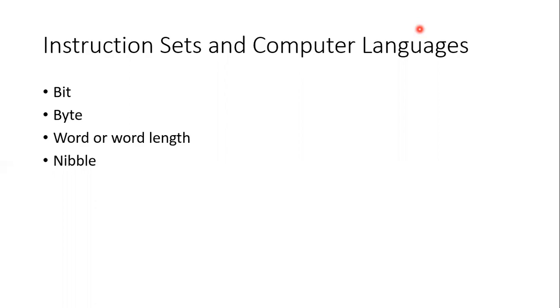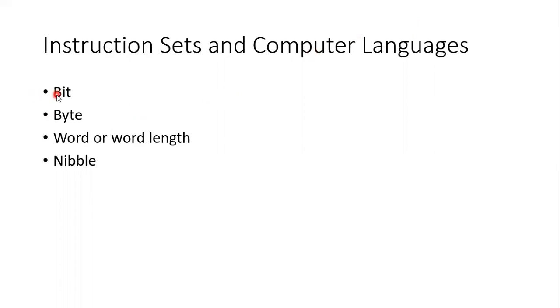Now, another term we commonly use to express the word length is in terms of byte. You know what a byte is? A byte is a group of 8 bits. For example, a 16-bit microprocessor has a word length equal to 2 bytes, that is 8 plus 8. Then we use another term, called a nibble. A nibble stands for a group of 4 bits. That means a byte consists of 2 nibbles. Okay.